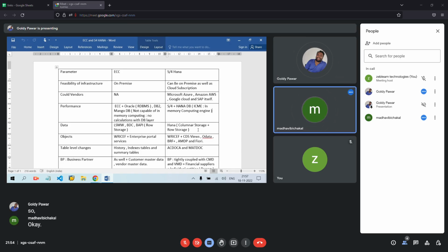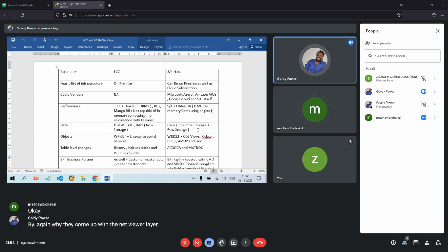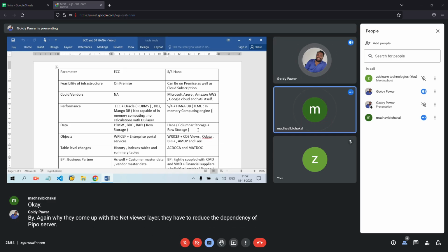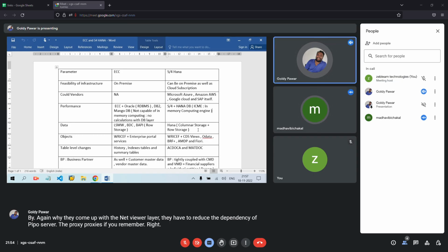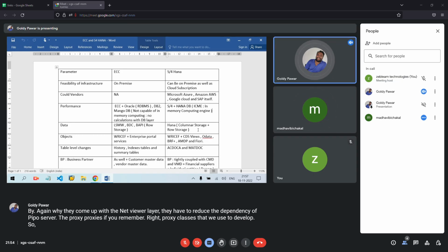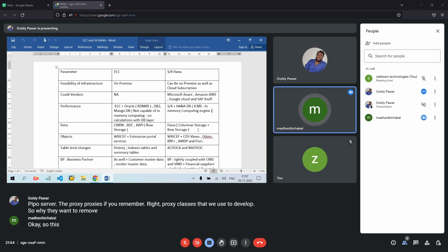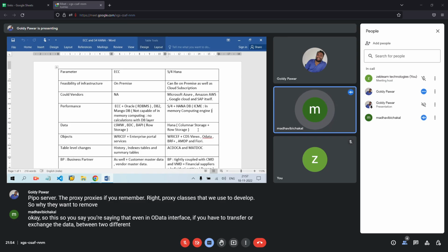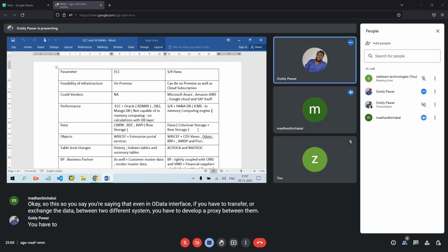Again, why did they come up with the NetWeaver layer? They wanted to reduce the dependency on the PIPO server. Proxies, if you remember, right? Proxy classes that we used to develop. So you are saying that even with an OData interface, to exchange data between two different systems, you have to develop a proxy between them?